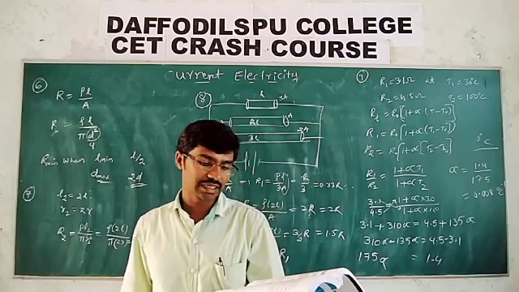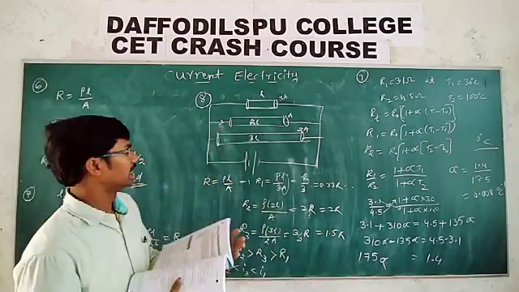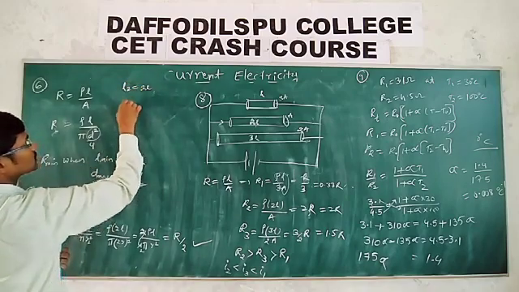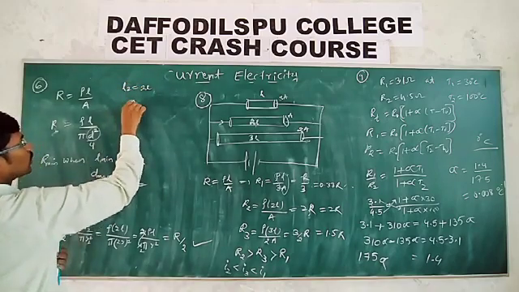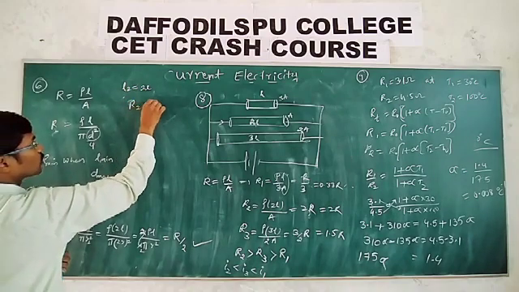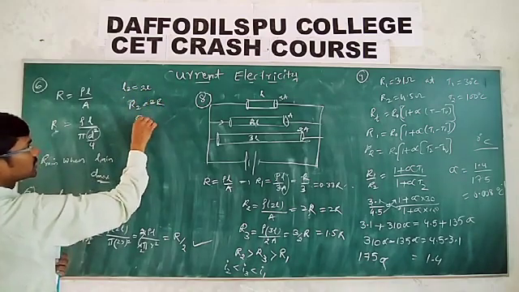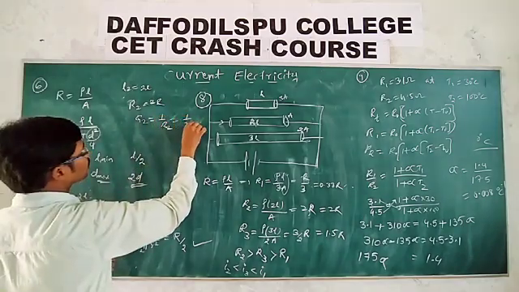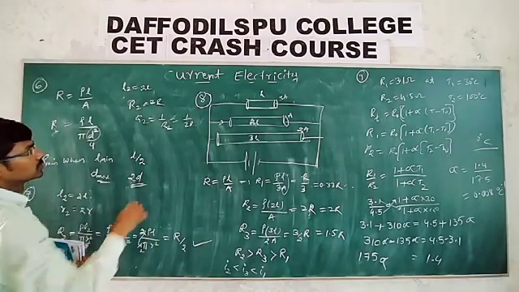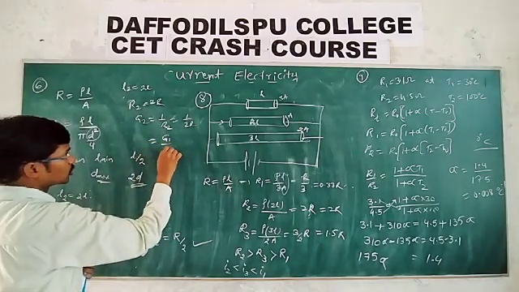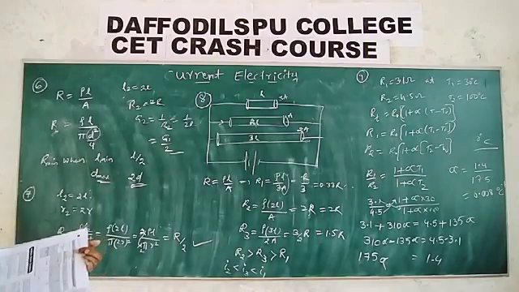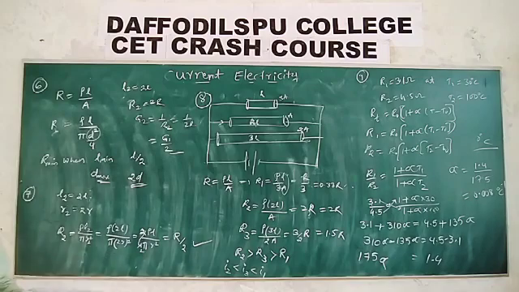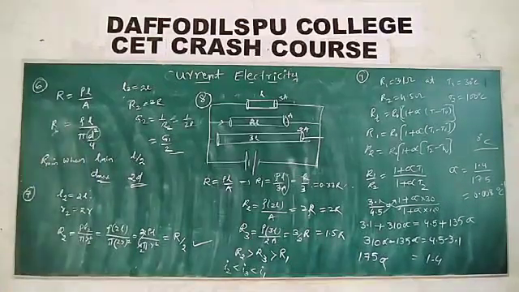Tenth one. The length of a wire is doubled, what happens to its conductance? L2 is equal to 2L. What happens to resistance? R2 is equal to 2R. But what about G2? Conductance is nothing but 1 by R2, then 1 by 2R, which is G1 by 2. Conductance will become half. Let us discuss the next one.